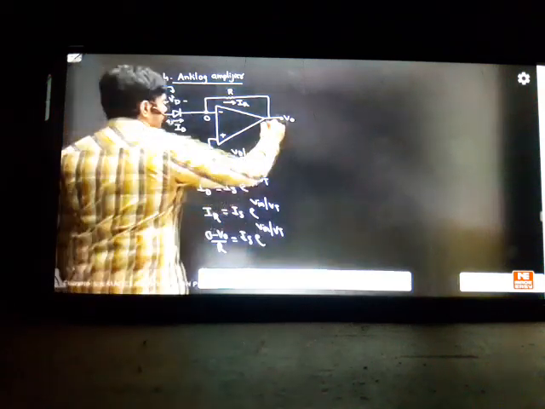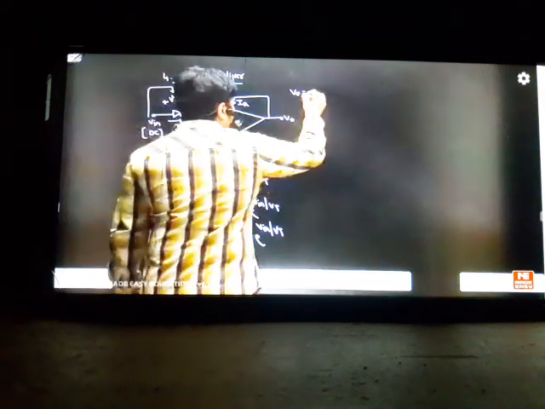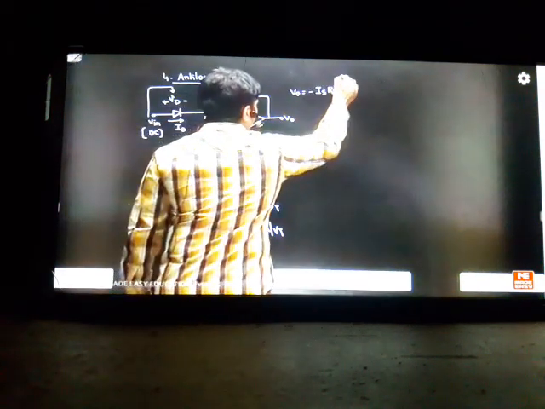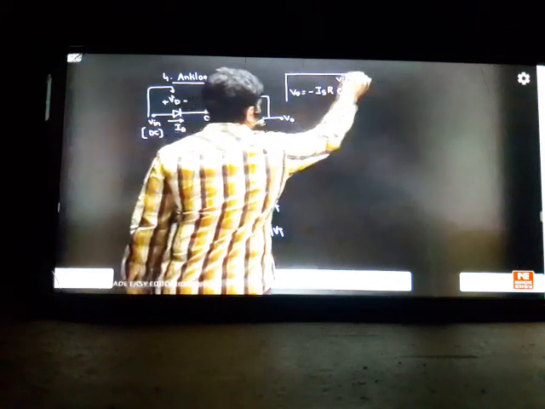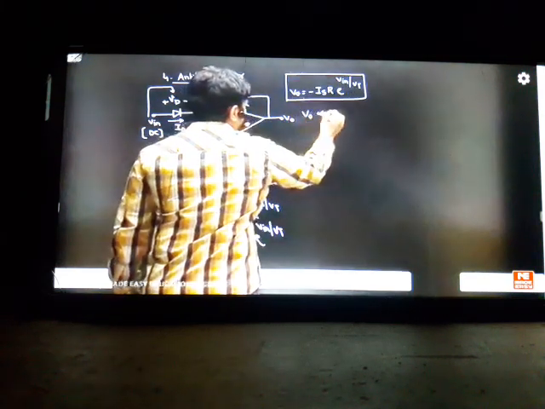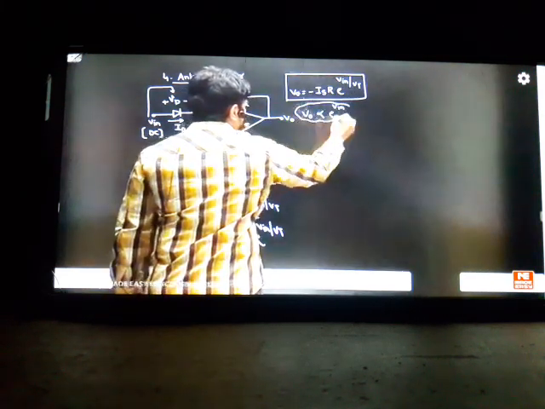So the relation I am getting is V0 is equal to minus IS into R e power VIN divided by VT. This is your relation. You can see now the output is proportional to e power input. We are getting this type of link in the class. Output is proportional to this one.